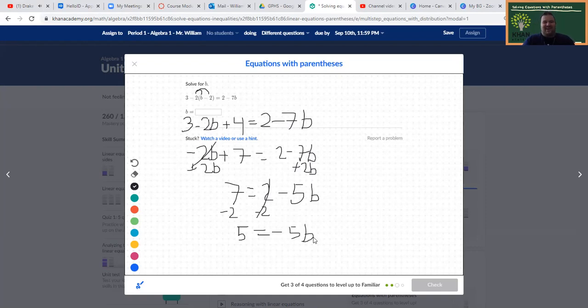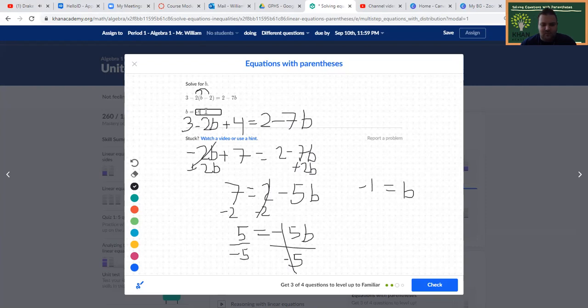And this is why it doesn't matter if it's positive or negative, because now instead of just dividing by 5, I'm dividing by a negative 5. But that's okay. We can divide by negative numbers. Divide both sides by negative 5. Not a big deal. Those cancel each other out, leaving us with 1b equals 5 divided by negative 5. That's negative 1. So the answer is negative 1.